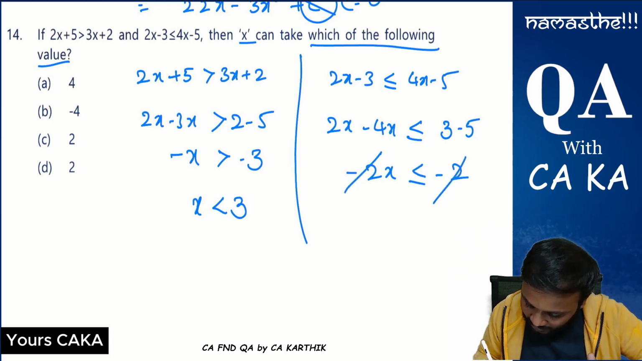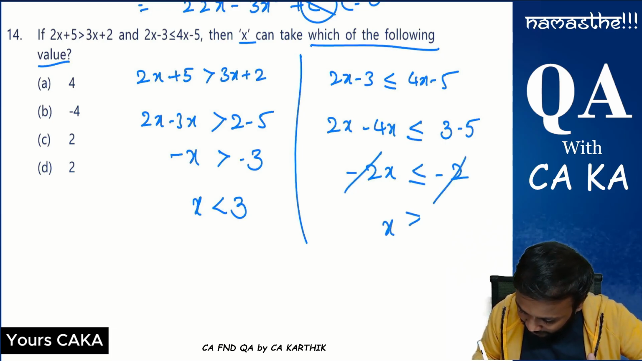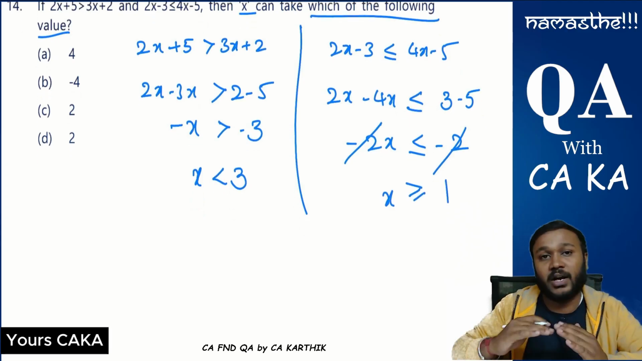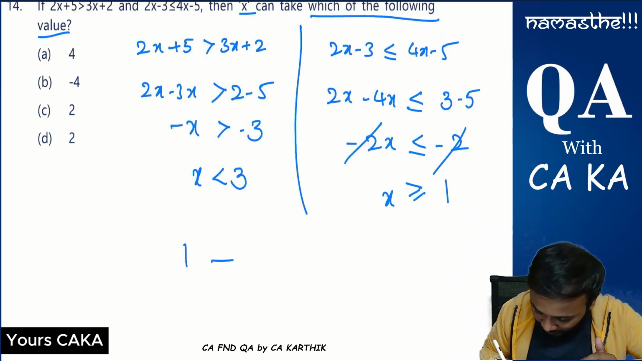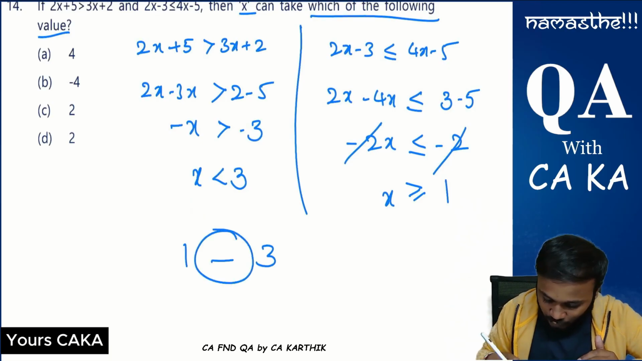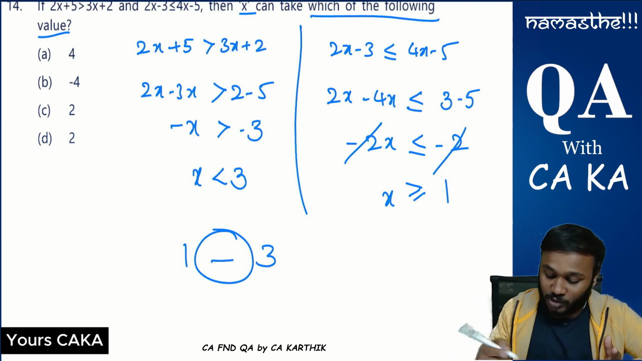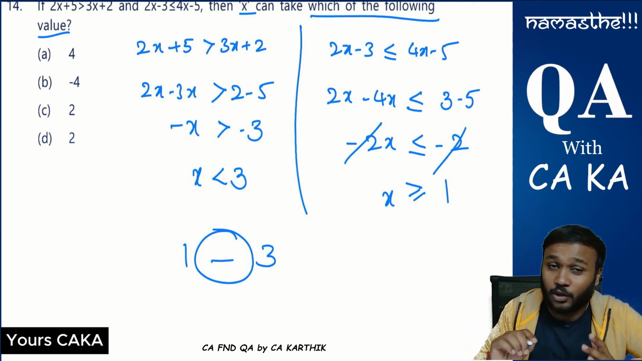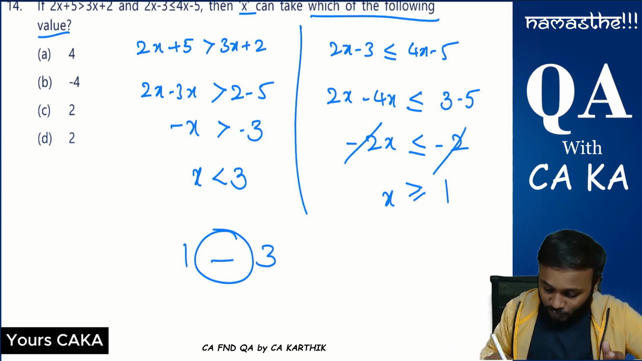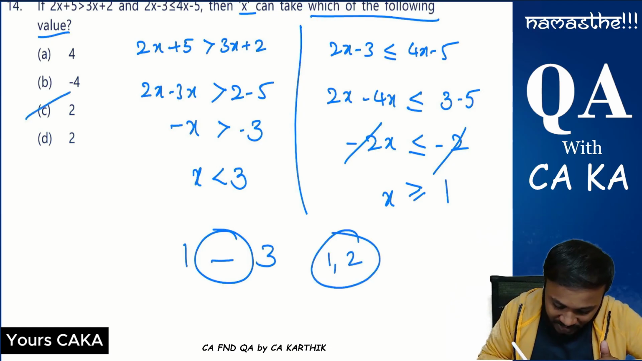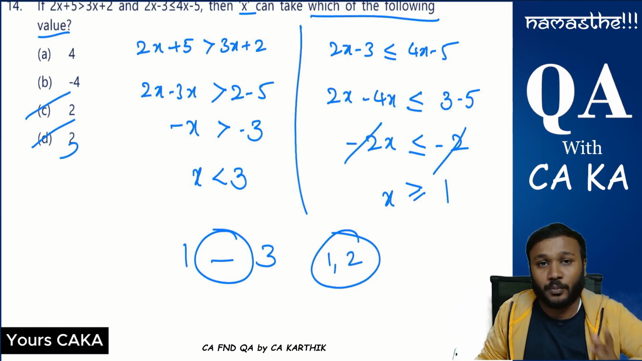So this 2 gets cancelled. When you write this, x greater than or equal to 1. So x should be greater than or equal to 1 and less than 3. It should be between 1 and 3. So if you see the options, 1 is possible, 2 is possible, and 3 is possible. No, it said only less than, not less than or equal to. So it should be 1 or 2. If you see, options C and D are both right, might be this might be 3 or this might be 3, but as of now, both C and D are right.